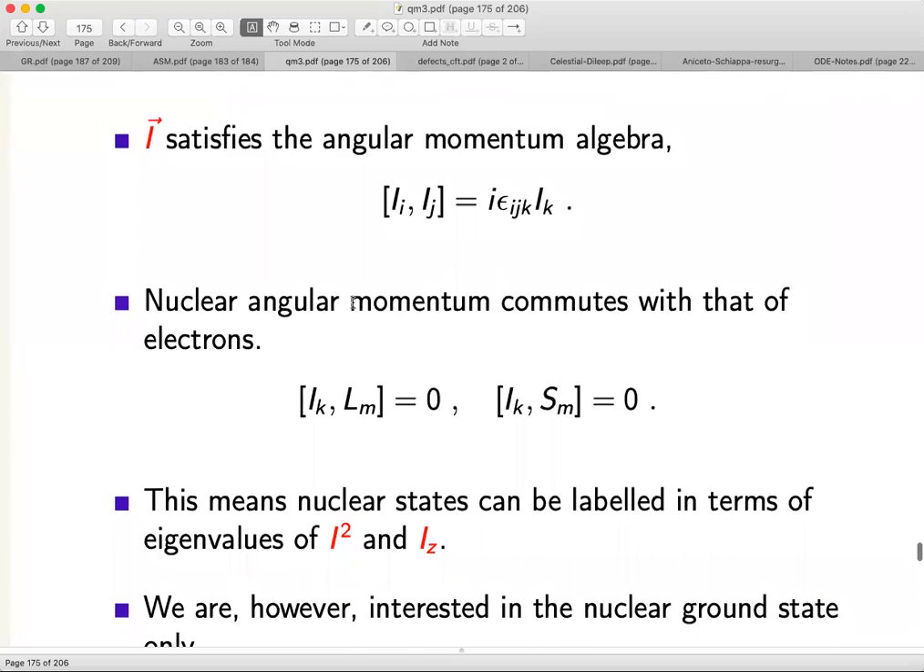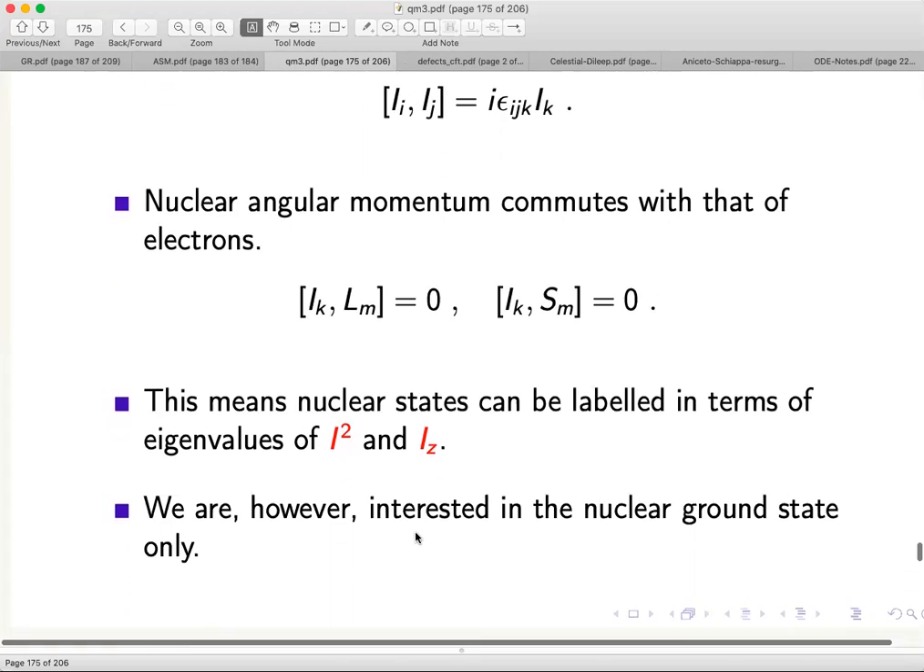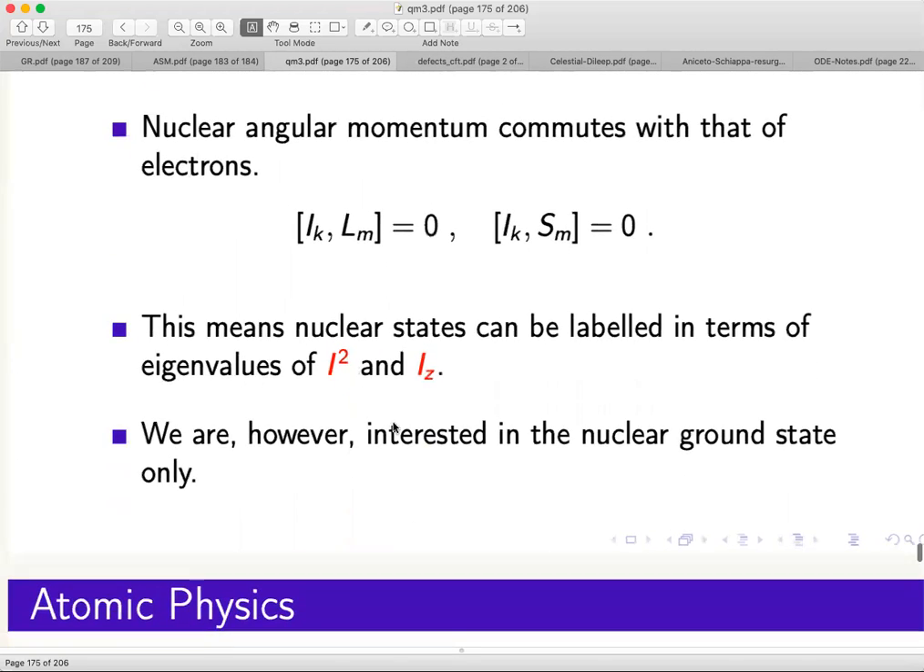Of course, nuclear angular momentum has nothing to do with the electronic angular momentum, and therefore these commutation relations just vanish. Okay, the nuclear angular momentum with the orbital as well as spin angular momentum of electrons. Given that the nuclear Hamiltonian commutes with I, the nuclear eigenstates could be written in terms of simultaneous eigenstates of energy as well as eigenstates of I squared and I_z.